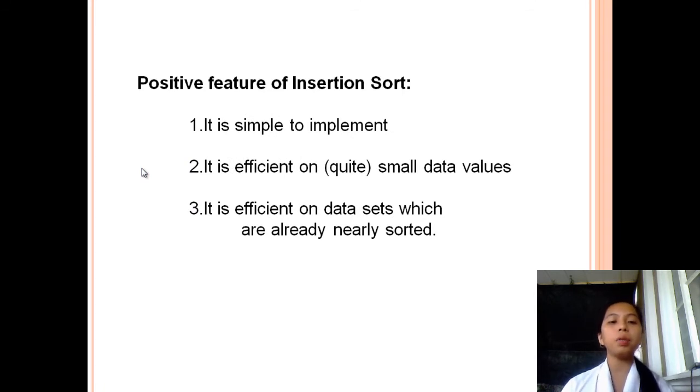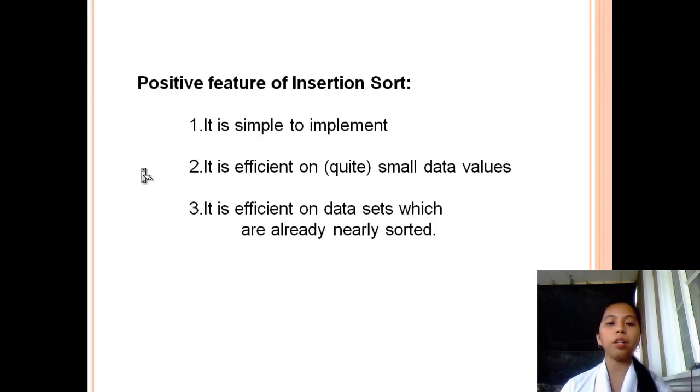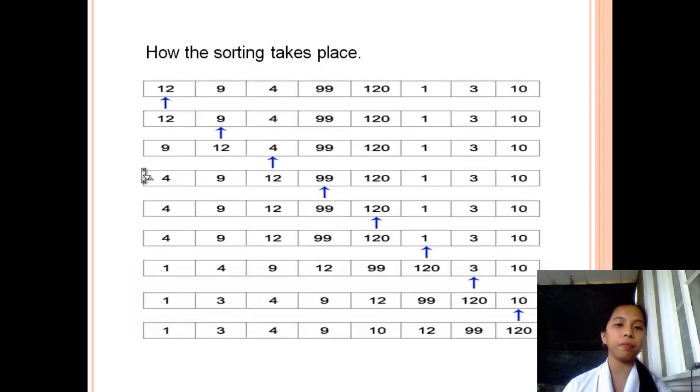Next are its positive features. There are three positive features. First, it is simple to implement. Second, it is efficient on quite small data values. And the third is that it is efficient on data sets which are already nearly sorted. This is how the sorting takes place.